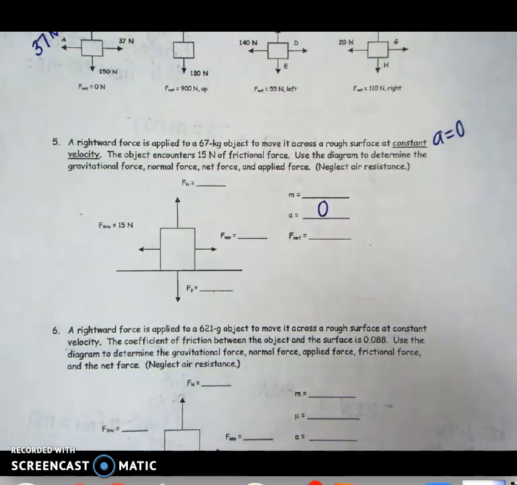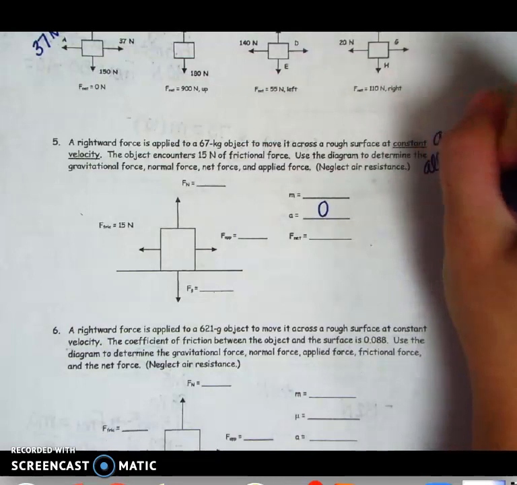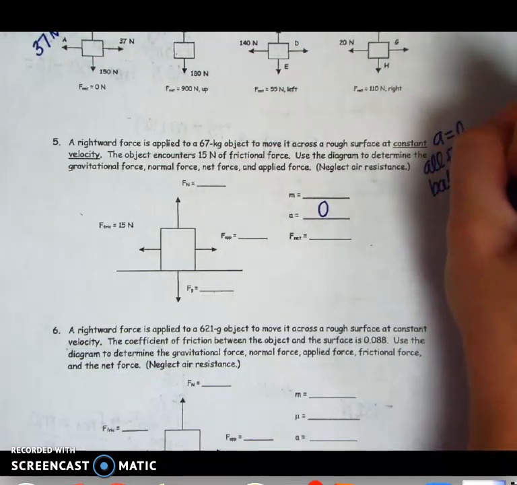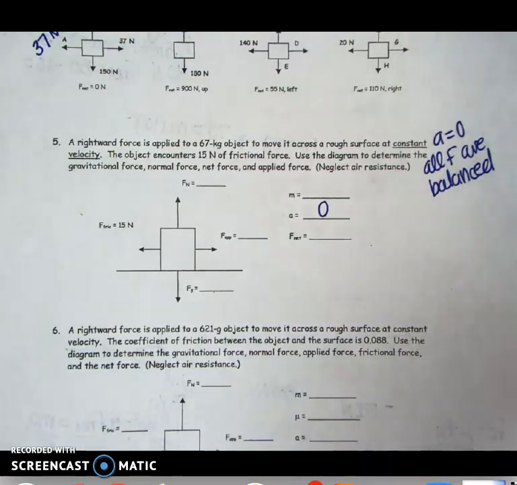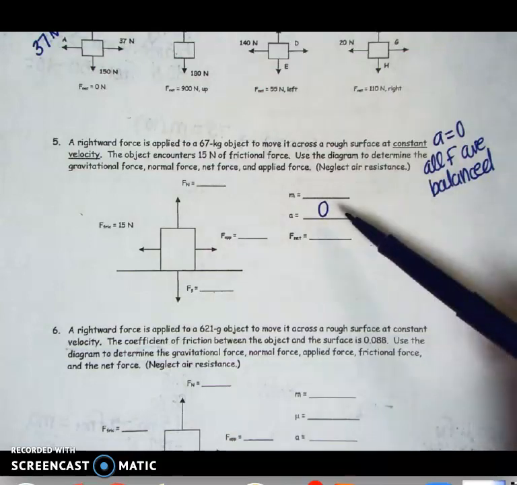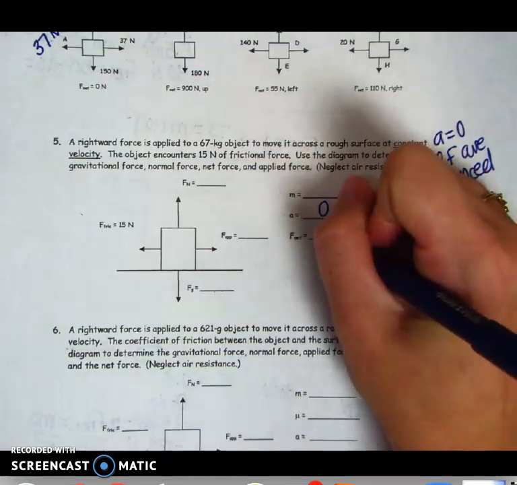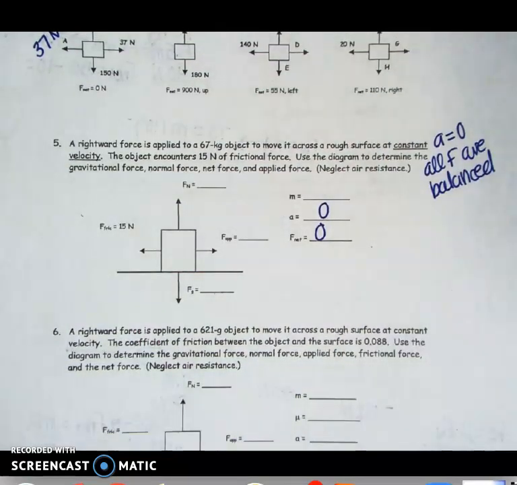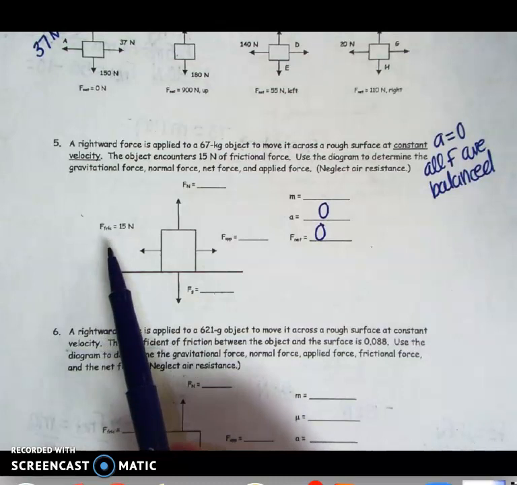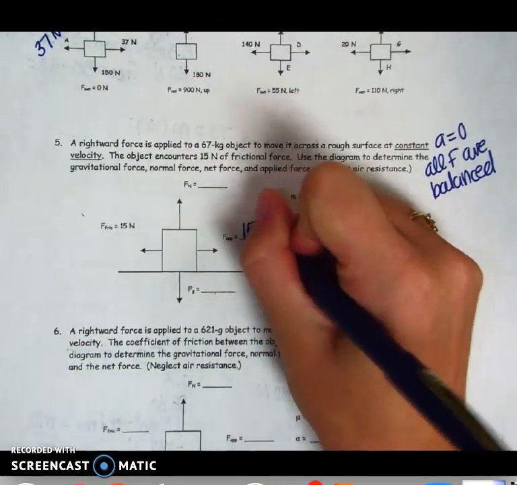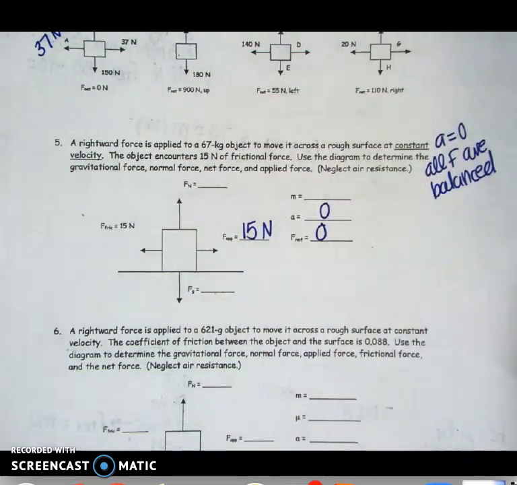Another side note is that no acceleration means that all of our forces are balanced. So our forces are only unbalanced if there's a type of acceleration happening. So what that means is that we could already say we know our F net is the sum of our unbalanced forces, but if they're all balanced, our F net's also going to be 0 as well. We can say that we know since friction here is 15, since everything's balanced, applied force is going to be 15 as well.